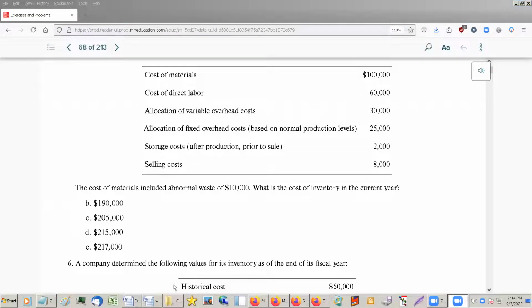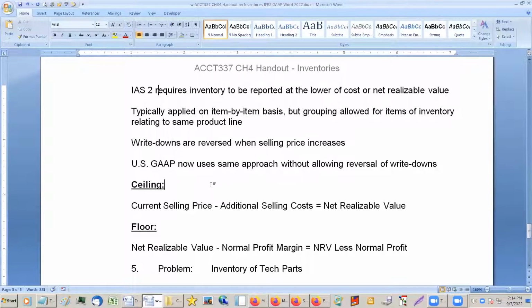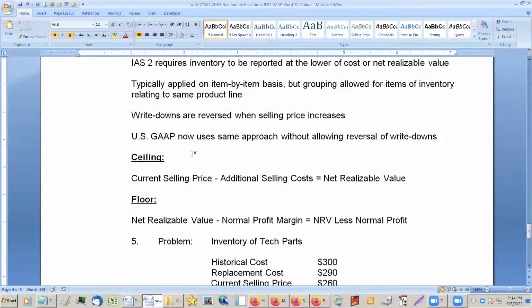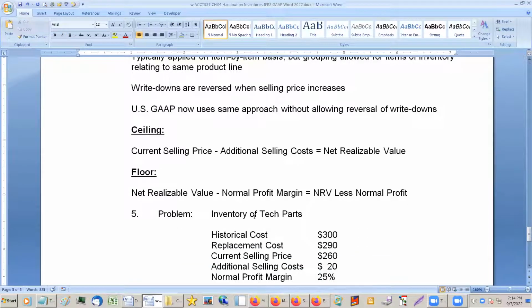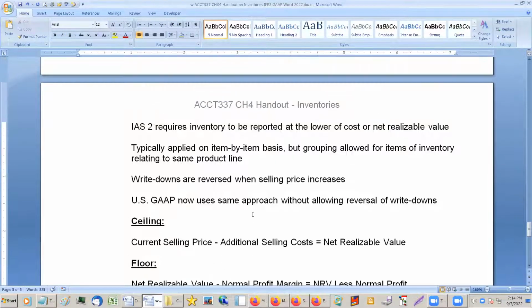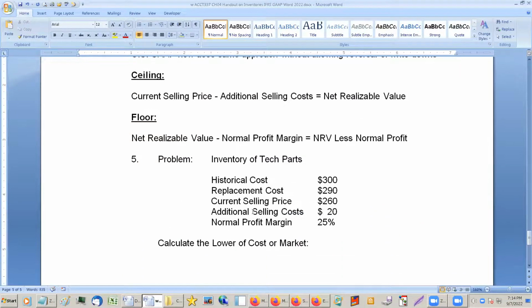And lower of cost or market is actually very big. So it would not be unusual to have that on the CPA exam when you take it, at least in some form. So as a refresher, there's actually one big difference between the international standards and the US standard, which we'll get to. Okay.